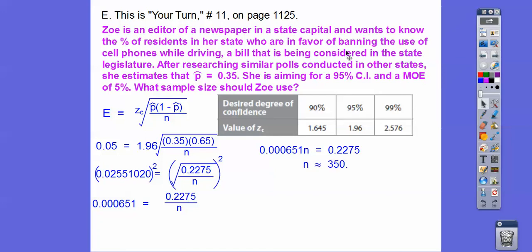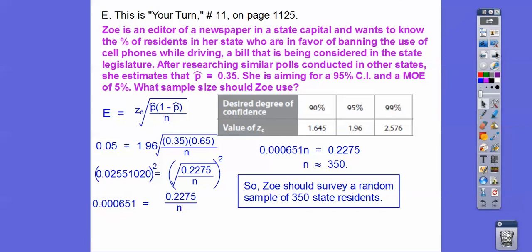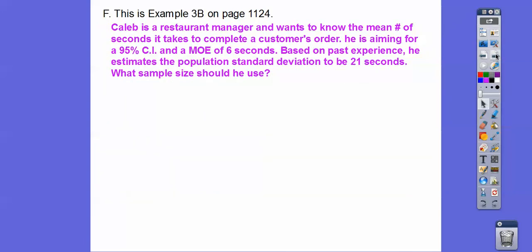And then always go back and answer these word problems in the context of the problem. So what sample size should Zoe use? So Zoe should survey a random sample of about 350 state residents at least. So if she did more, it's just going to decrease the margin of error. So the lower the margin of error, the better. So anyway, so at least 350 right there. Okay. All right, let's do one more here.